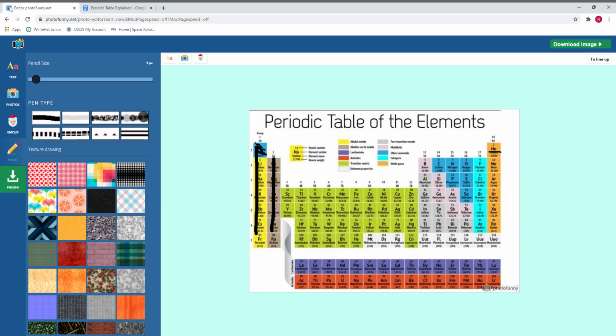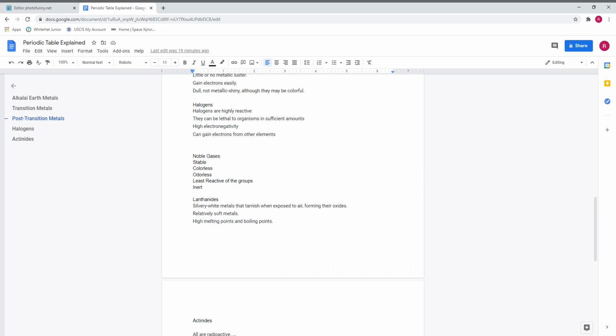We will talk about lanthanides next, and they include lanthanum, cerium, praseodymium, neodymium, promethium, samarium, europium, gadolinium, terbium, dysprosium, holmium, and others. They're kind of hard to pronounce, but that's not what defines them. They are silvery white metals that tarnish when exposed to air, forming their oxides like promethium oxide, but they are relatively soft metals and they have high melting points and boiling points like metals.